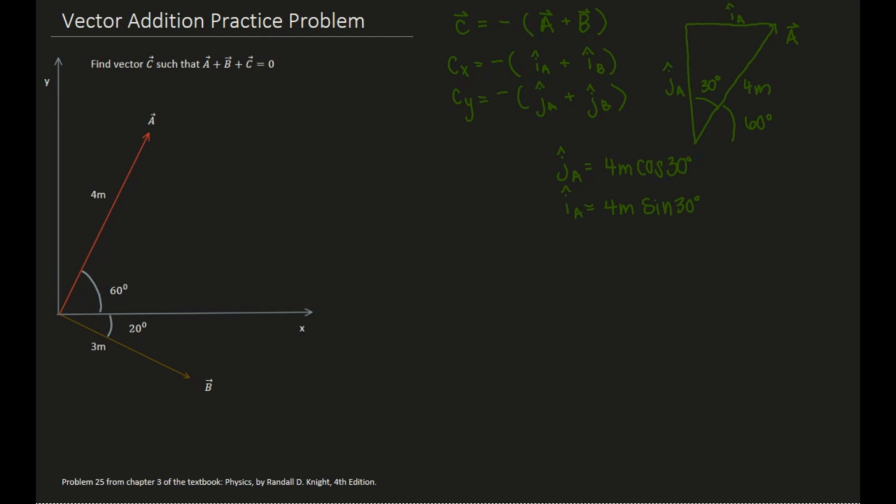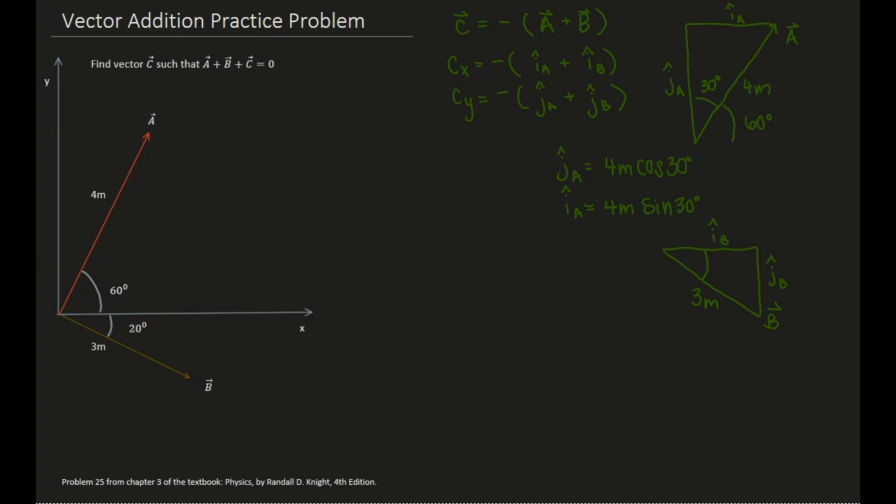Now let's look at my second vector, vector B. If I were to make a right triangle for vector B, this is the 3 meters. Because vector B is below the x-axis, this j hat component of vector B is negative. This is the i hat component of vector B, which is still positive, it's in the positive x direction, but this y value is going to be negative.